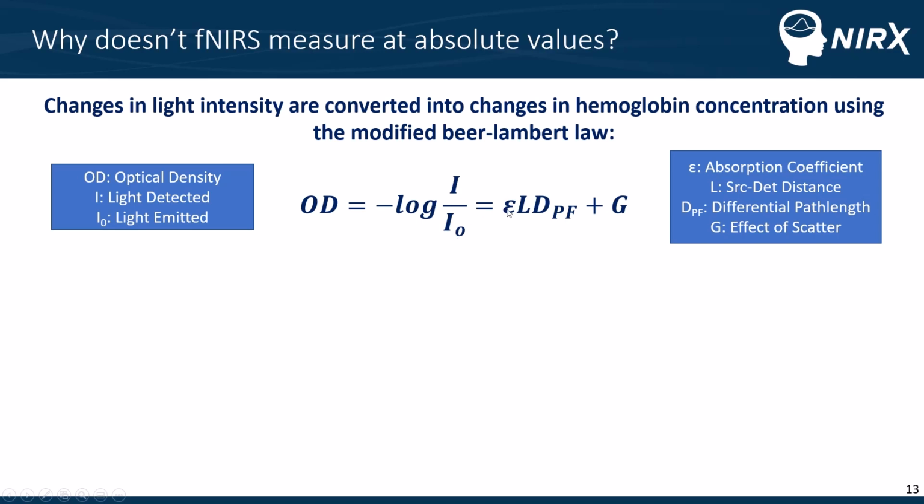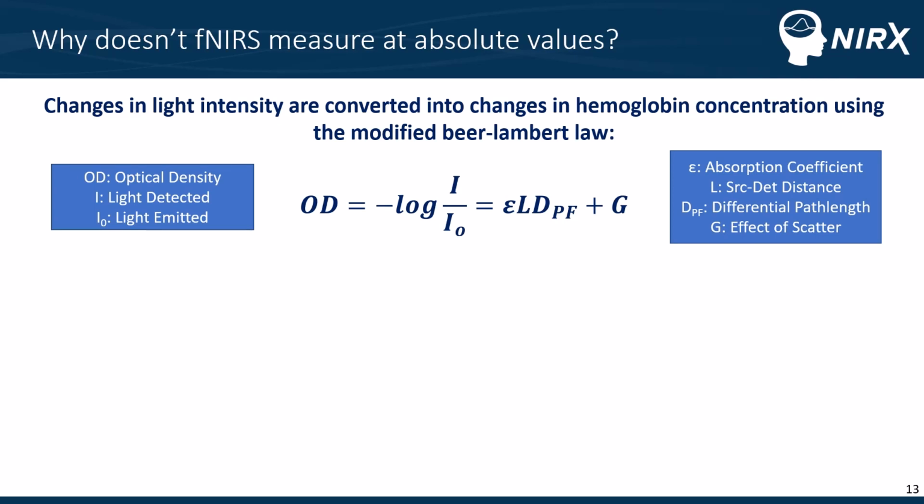And you set that equal to the absorption coefficient of your molecule of interest, so that's going to be oxy and deoxyhemoglobin. This L term stands for your source and detector distance, so that's the distance between your source and the detector on the scalp. You've got this DPF term, differential path length factor. It's a multiplication term to reflect that while there is a certain linear spacing between your source and your detector, the path that your photon takes will not be direct between your source and your detector. It's going to take a bit of a circular path to get from your source to your detector, so that's what the DPF term is there to account for. And finally, this G term, which is the effective scatter.